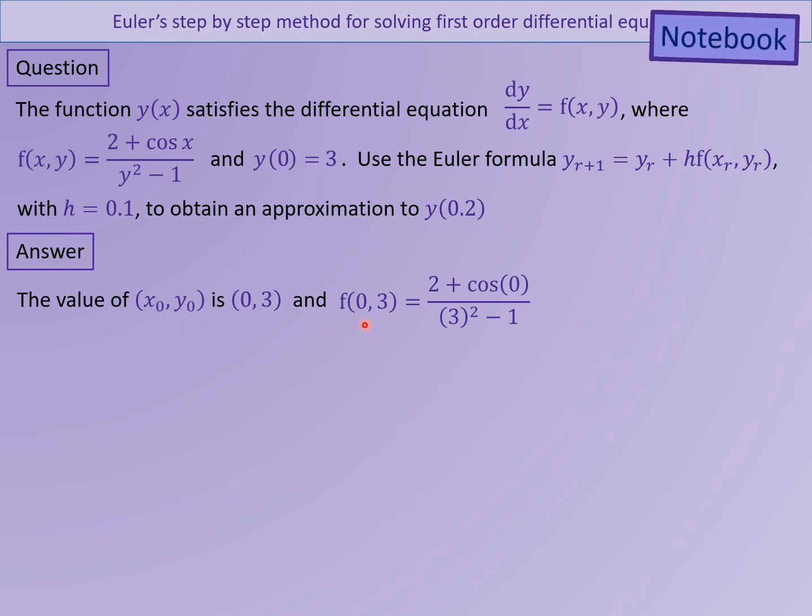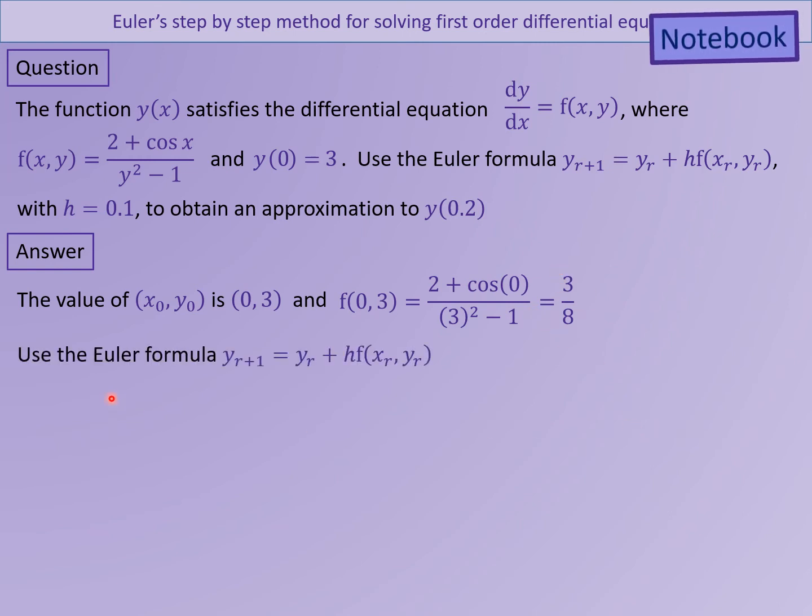Now the initial gradient is me putting 0 and 3 into that. And that's going to give me this part of the formula, the f(x_r, y_r) part. In this case, it will be f(x0, y0). So I know it's going to be 3/8.